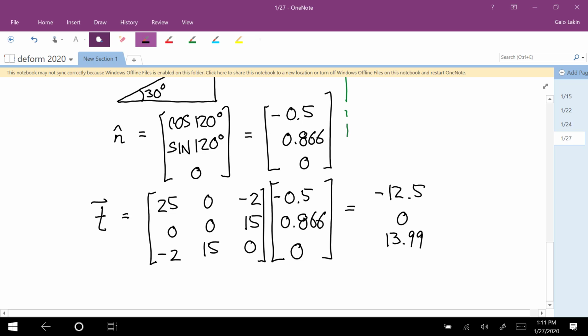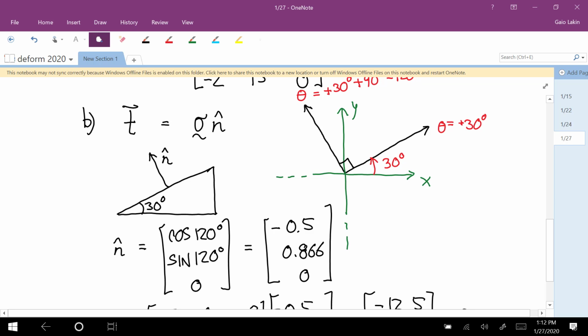Wouldn't there be? So negative 2 times negative 0.5 plus 15 times 0.866 plus 0. What is it? So 2 times 0.5 is 1. And this is 12.99, right? Negative 1 plus 0.99. But this is positive, isn't it? You have 2 negatives. So, okay, so 13.9 megapascals. So that is the force vector per unit area that's acting on a face at that angle.